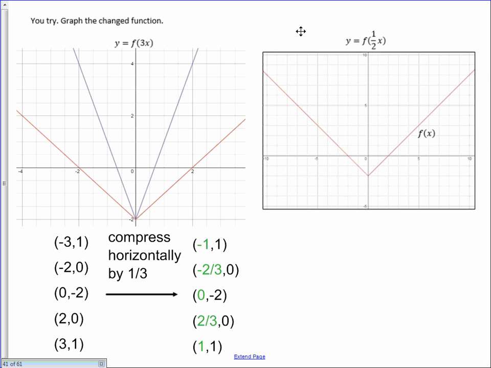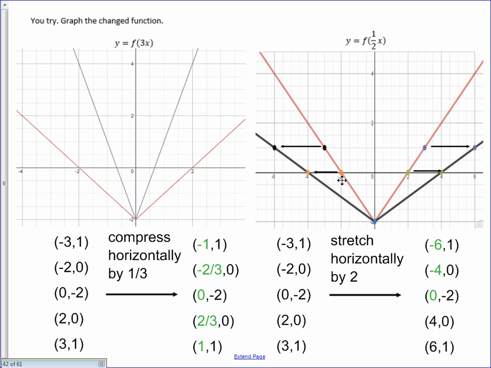Okay, here we go. So we list the points again, exactly the same. Key points I started with. The red graph is the original here. Those are my key points on it. And then I stretch horizontally by 2, because the reciprocal of 1/2 is 2.